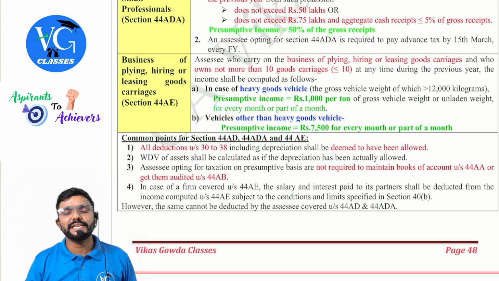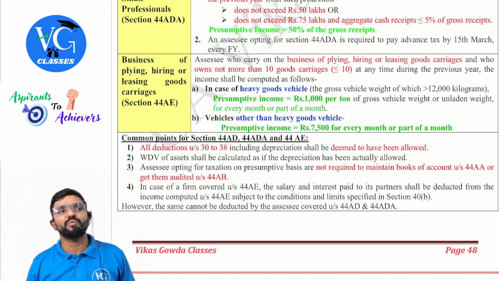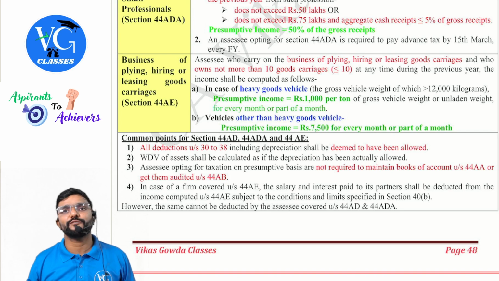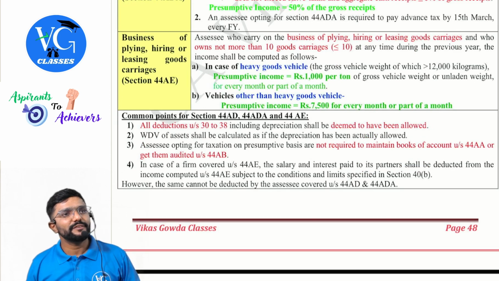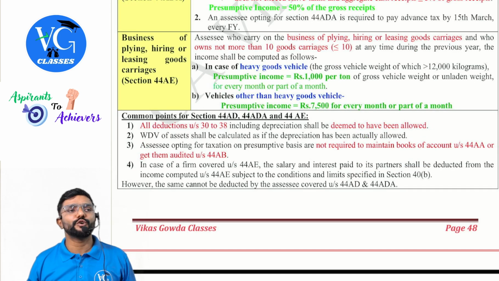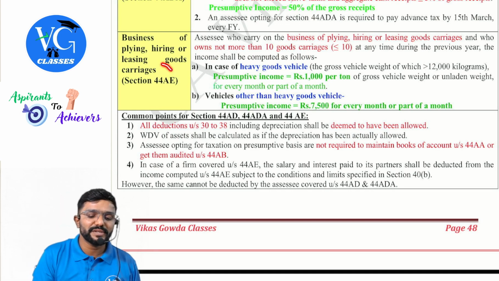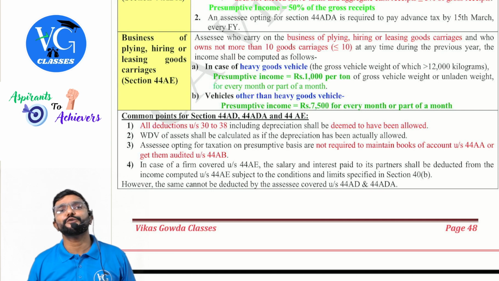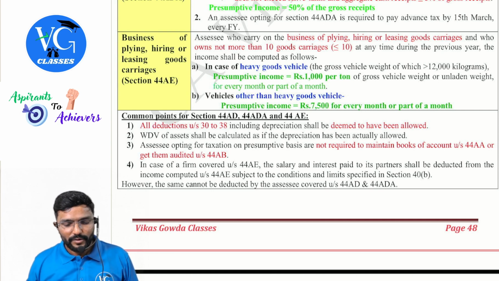Then even if this person is liable to pay advance tax, he has to pay it in one installment on or before 15th March of the previous year. Then for the assessee who is engaged in the business of renting out or leasing out goods carriages, for him there is a presumptive scheme available under section 44AE.